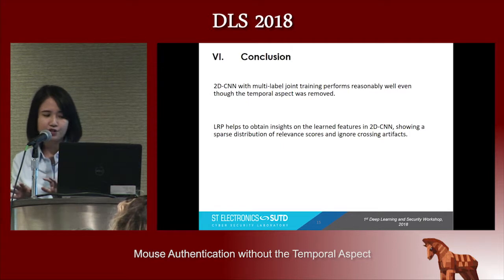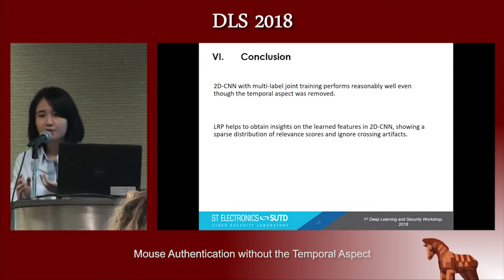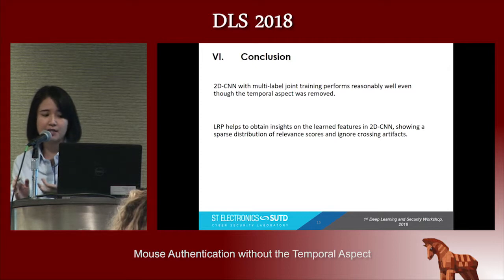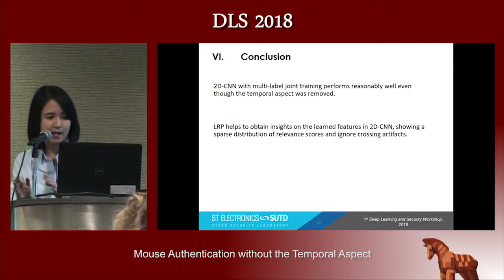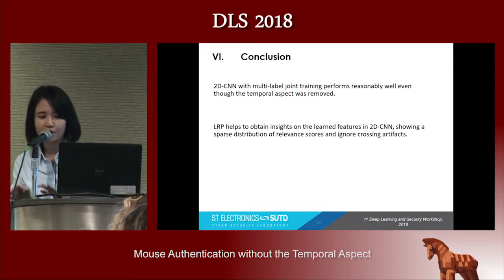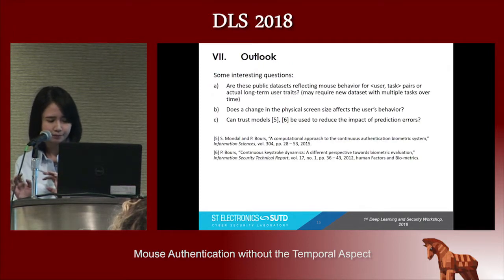So as a conclusion, the 2D CNN model with multi-label joint training performs reasonably well, even though we have removed the temporal information. And the LRP method helps us to obtain insights on the learned features in the 2D CNN, showing a sparse distribution of relevance scores, and it learns to ignore artifacts introduced in the plots.